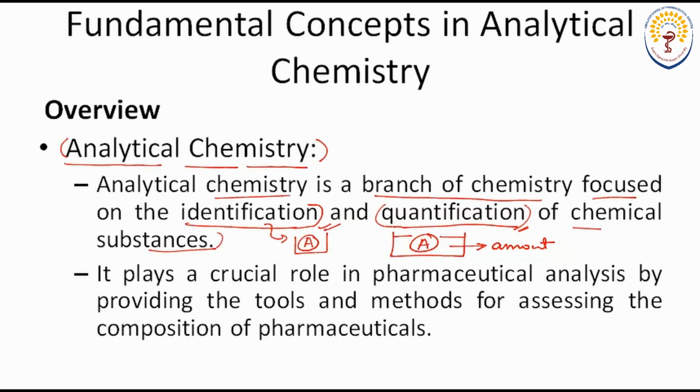Now, as you know, analytical chemistry is very important and it plays a crucial role in pharmaceutical analysis, because we know that pharmaceutical analysis is a branch of analytical chemistry. Analytical chemistry gives us the tools and methods that we apply in pharmaceutical analysis, and we perform the analysis of pharmaceutical products. So that is why analytical chemistry is important.